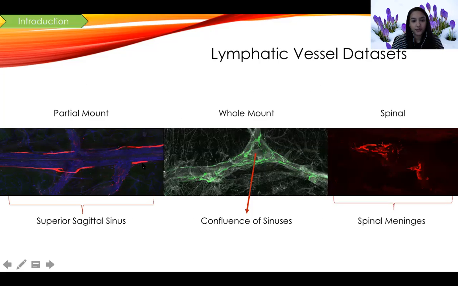In red are the lymphatic vessels, and the blue showcases the blood vessels. The whole mount data set in the middle image shows the whole sinus connection, so both transverse sinuses from left to right, and the superior sagittal sinus, which extends from the top. And the lymphatic vessels here are shown in green. And the last data set is the spinal data set, showcasing lymphatics present in the spinal meninges, again stained in red.